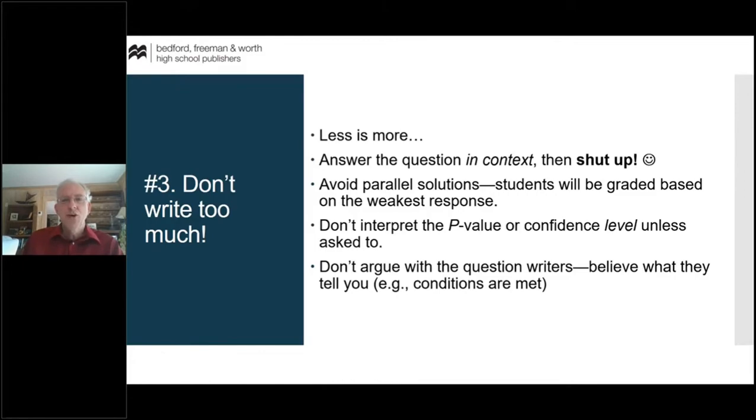with the question writers. Or if the question writer tells you that the conditions are met for a particular procedure, don't then proceed to try to check all those conditions. You may find that you don't have enough information in the problem to do so.